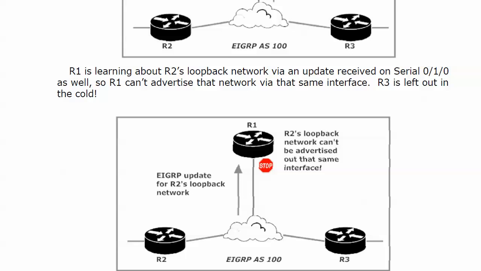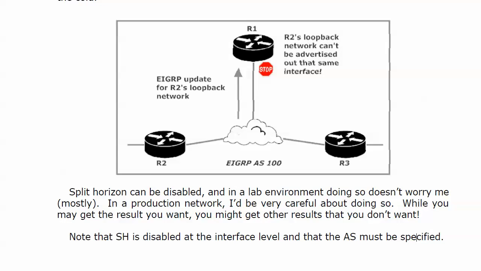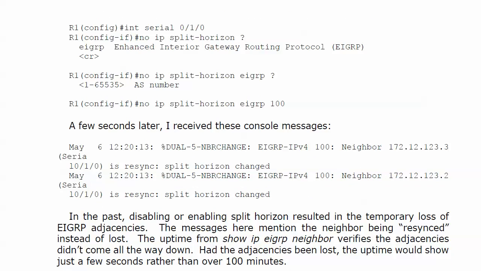Now, thankfully for us, split horizon can be disabled. And in a lab environment, it doesn't really worry me to do that, mostly. But in a production network, you want to be really careful about doing that, because you might get the result you want. You might get the routes advertised where you want them, but you might get other results that you don't want. Now, split horizon, it's interesting. It's disabled at the interface level. And with EIGRP commands, you almost always have to specify which autonomous system you're talking about.